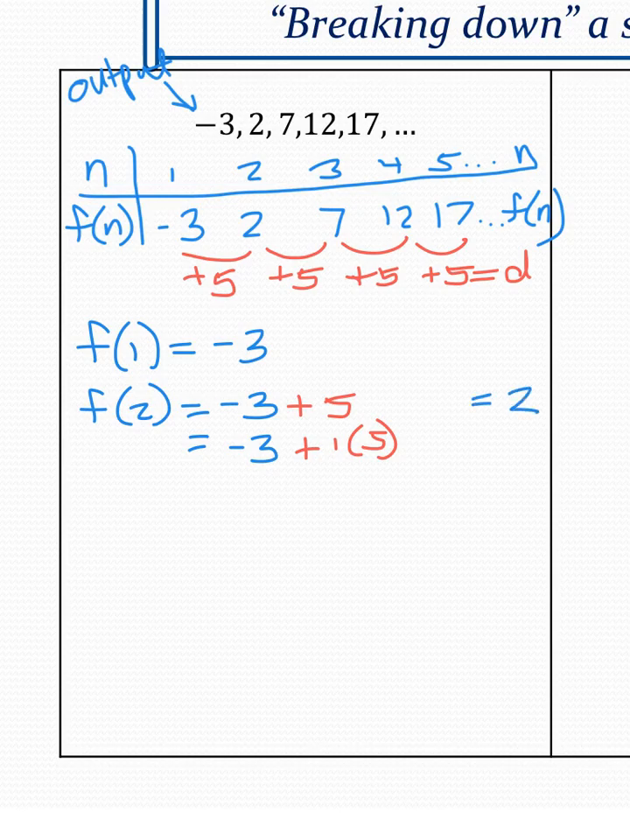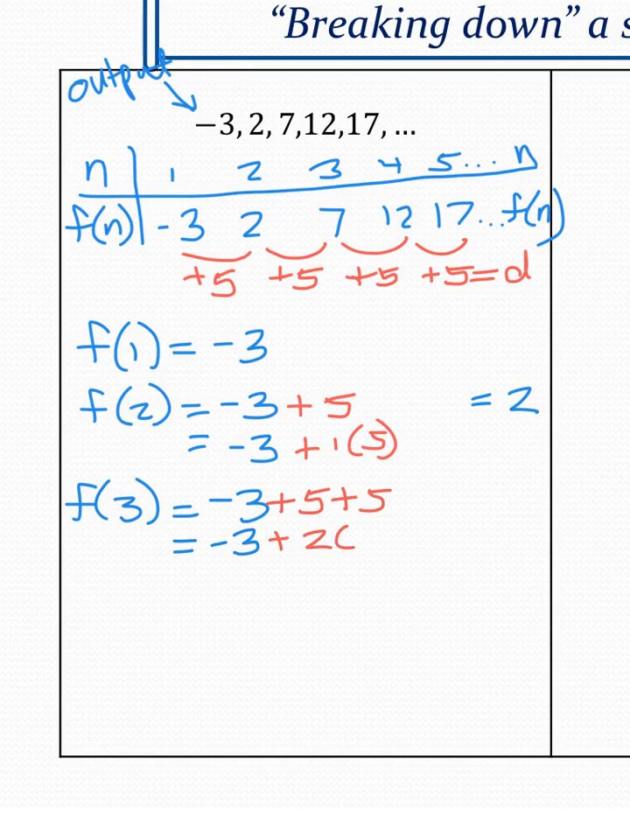Now we're going to go to f of 3. Again, we start out with -3, and now you can see we're adding two 5s to get up to 7. So I'm going to write +5, +5. Repeated addition is really multiplication, so I'm going to say plus 2 times 5. And that gets us up to our 7.